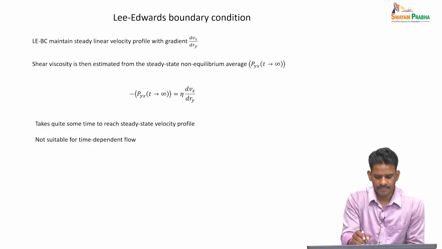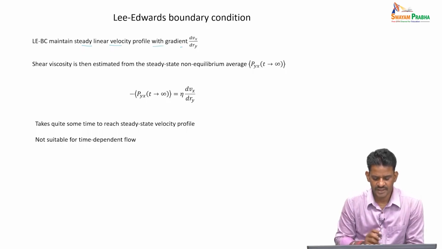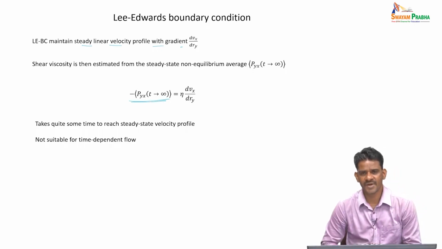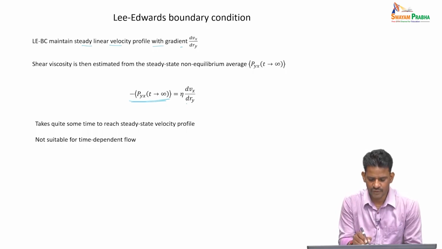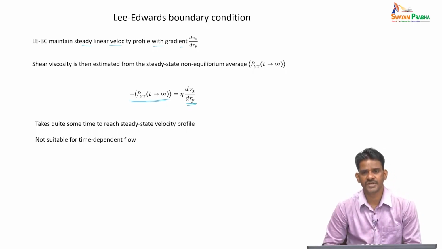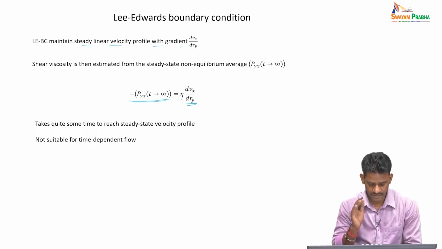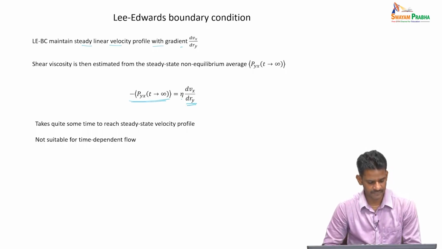So once we have established that at steady state the linear velocity profile is obtained, then we can use Newton's law of viscosity, get the pressure tensor as a time average, and then we know the imposed shear rate, and from here we can get the viscosity.